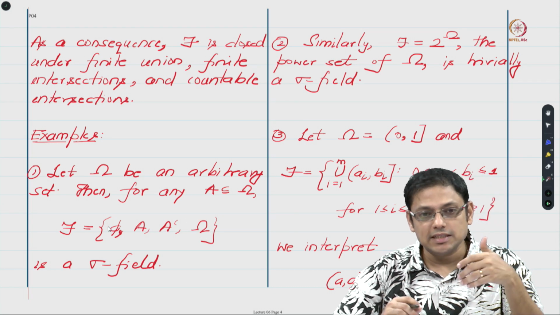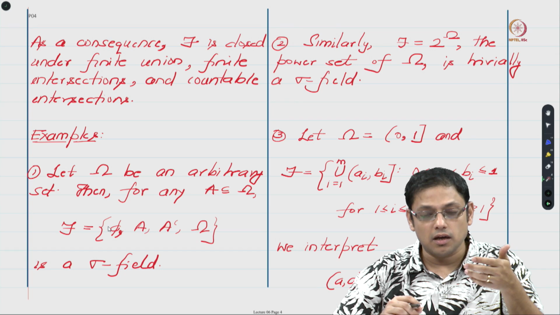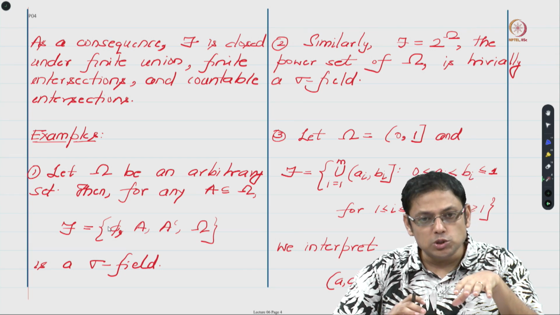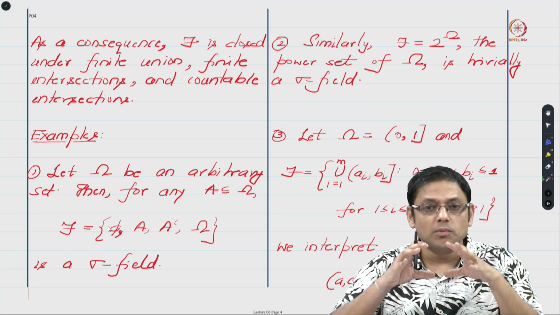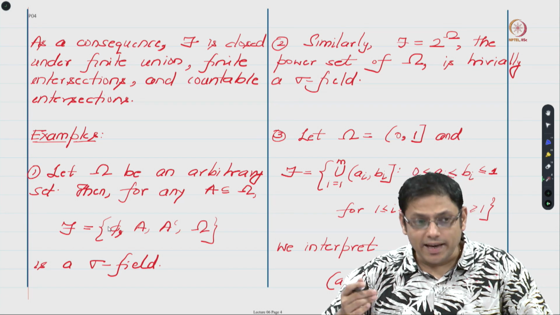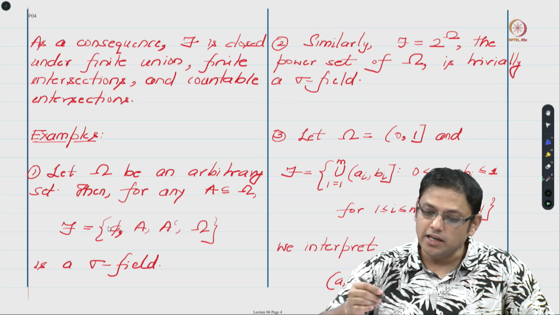So in this way you can see that F is actually closed under the complement operation, and similarly one can check that F is also closed under the countable union operation. Is that okay? So now let us move on to another example of a sigma field.